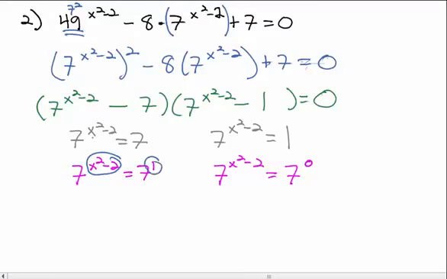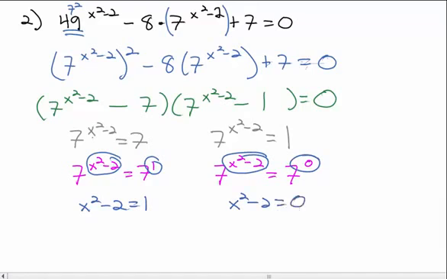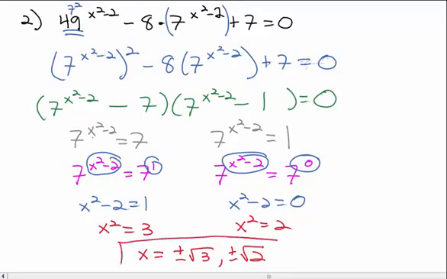And so we can say the exponents must be equal. X squared minus 2 equals 1, or x squared minus 2 equals 0, and solve each equation. First, by adding 2, we get x squared equals 3, or x squared equals 2, and then when we take the square root of both sides, don't forget your plus or minus, square root of 3, or plus or minus square root of 2. And we have our solutions.